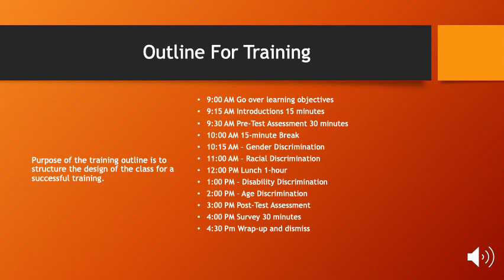Then we'll cover 2 areas of discrimination. The first area at 10:15 will be gender discrimination. The second area of discrimination will be racial discrimination. At 12 o'clock, we'll take a 1-hour lunch break. At 1 o'clock and 2 o'clock, we'll go into the final 2 areas of discrimination that we'll cover. 1 o'clock being disability discrimination, and 2 o'clock age discrimination.